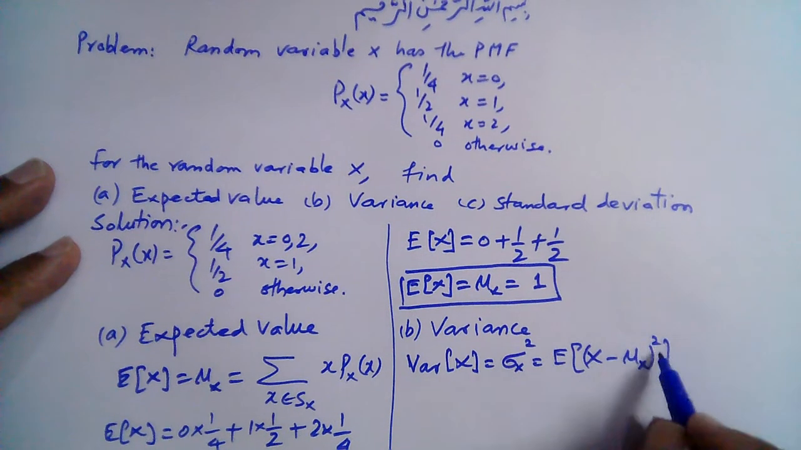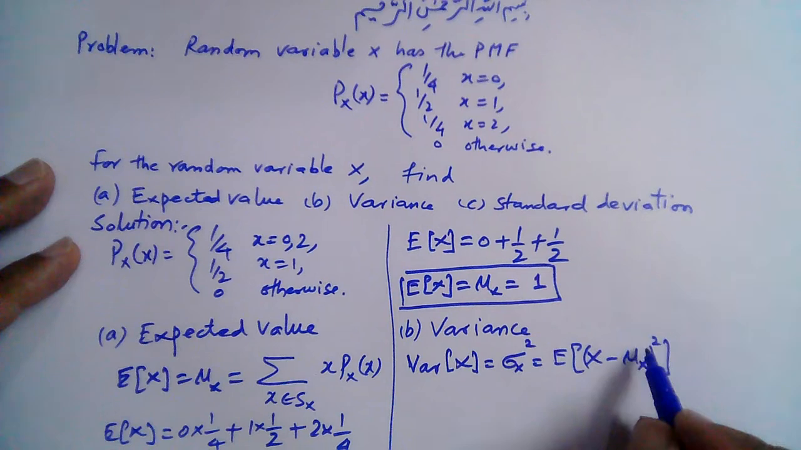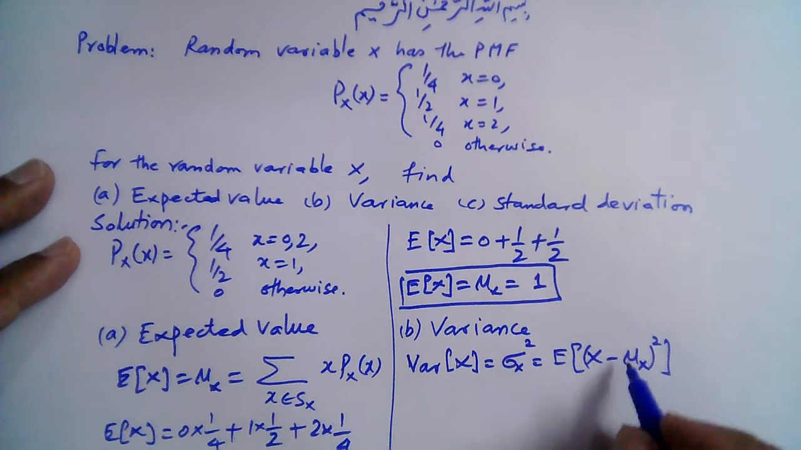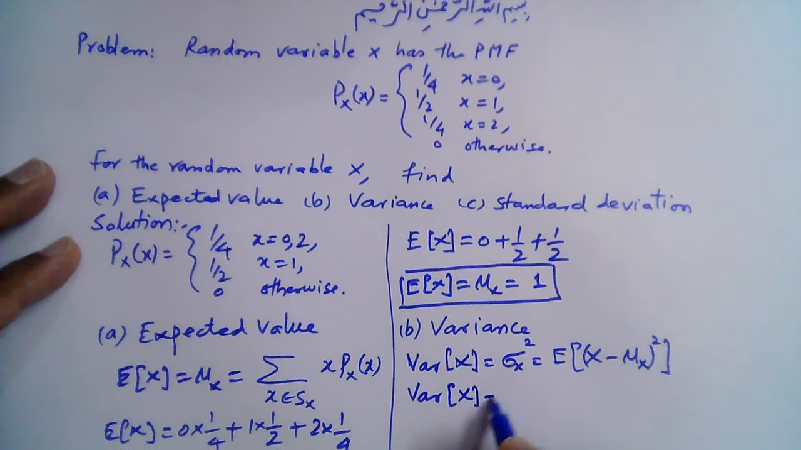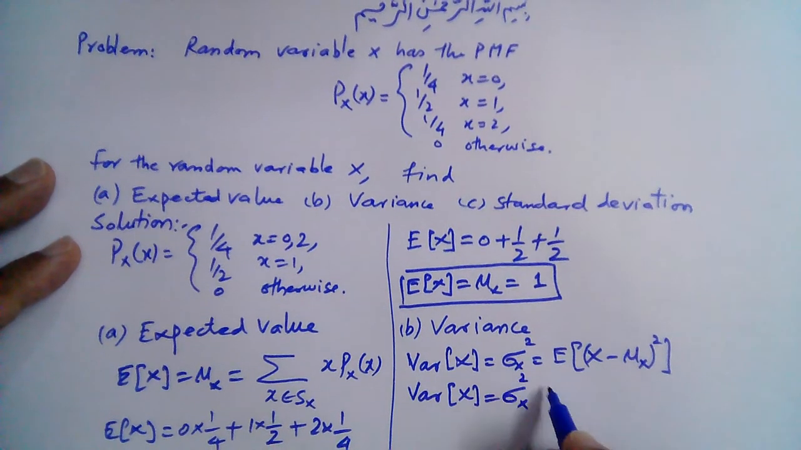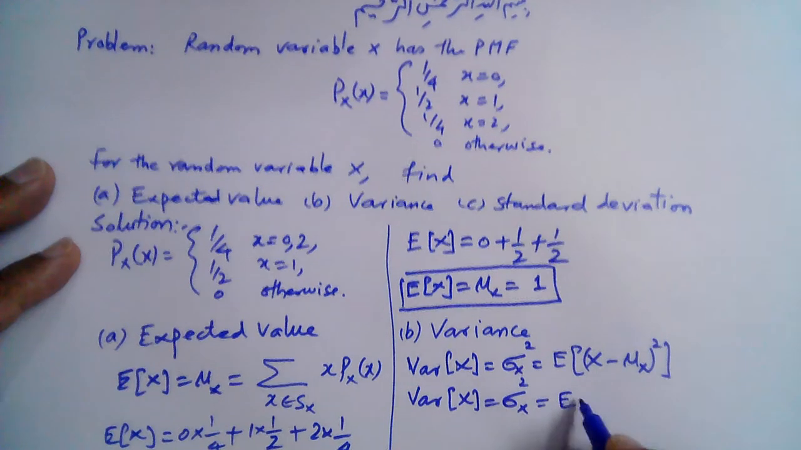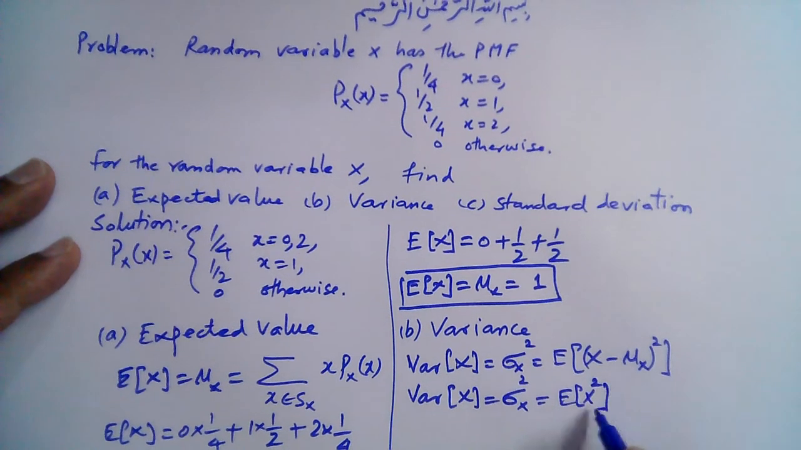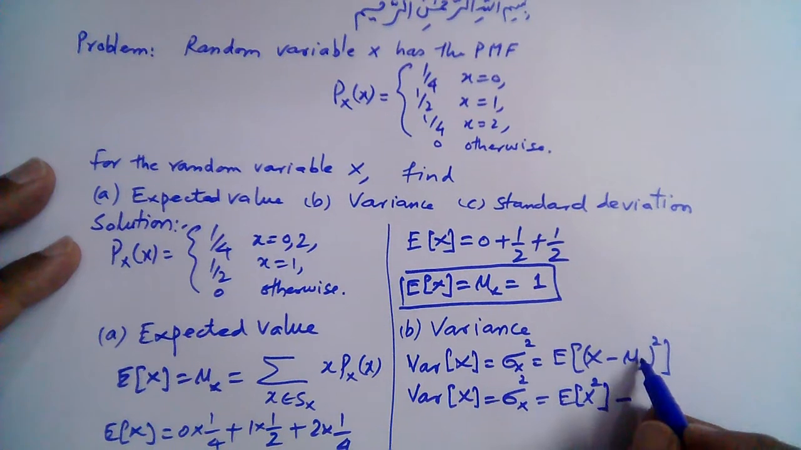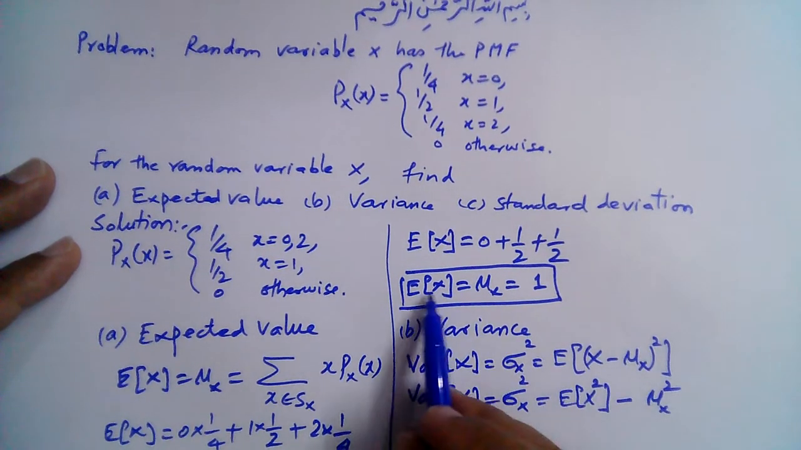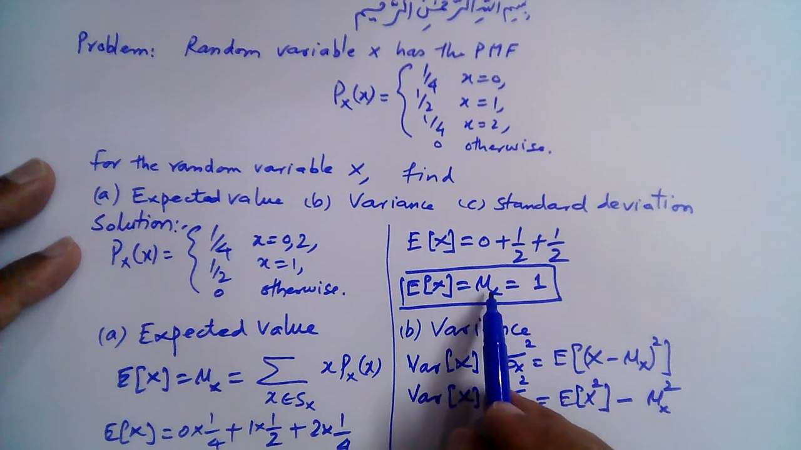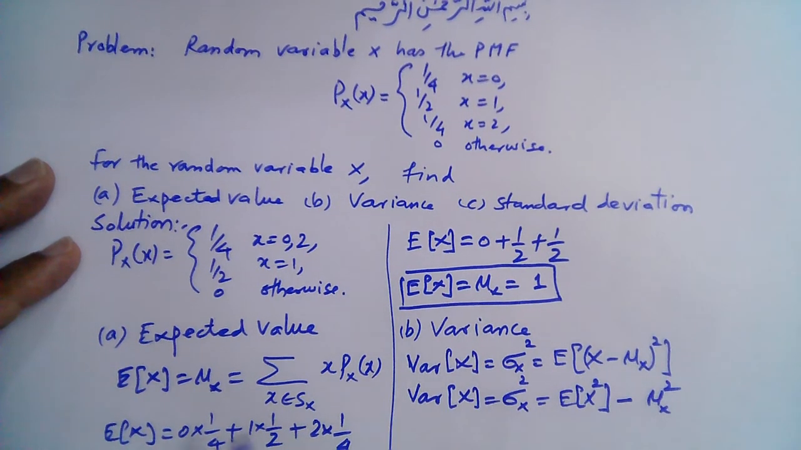This is the expected value of x minus mu x square. Or if we expand this, we can show that this is also equal to the expected value of x square minus the square of the expected value, mu x square, right? Note that mu x is just the expected value of x, the compact way to write this expected value of x. So let's find the variance both ways.